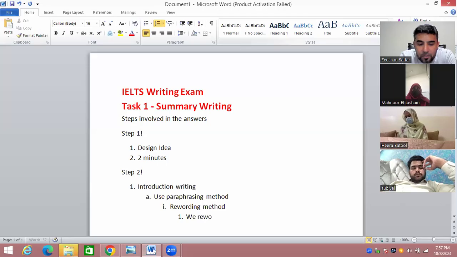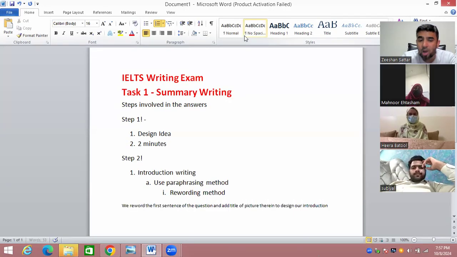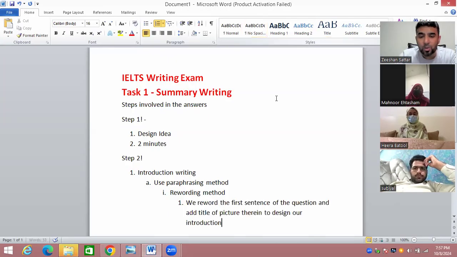We reword the first sentence of the question and we add the title of the picture therein to design our introduction. We do not try to make the introduction by ourselves.